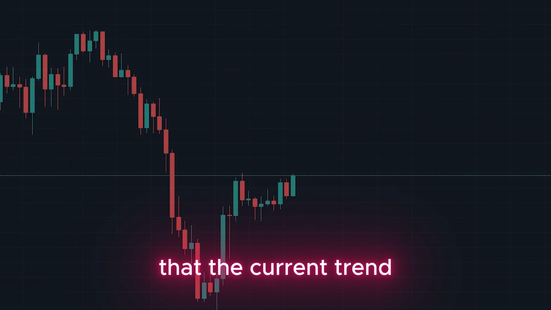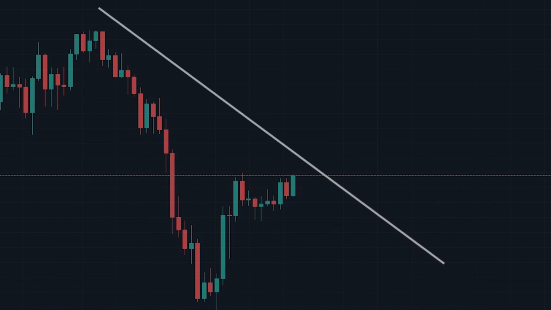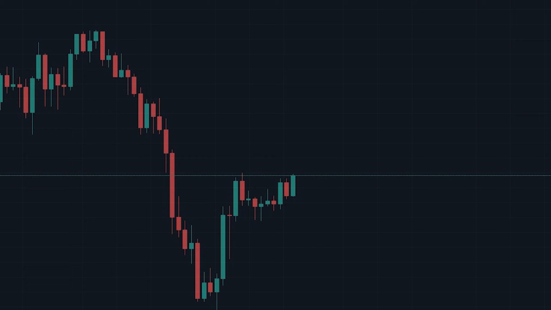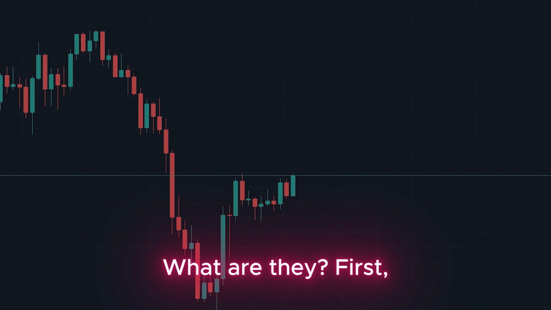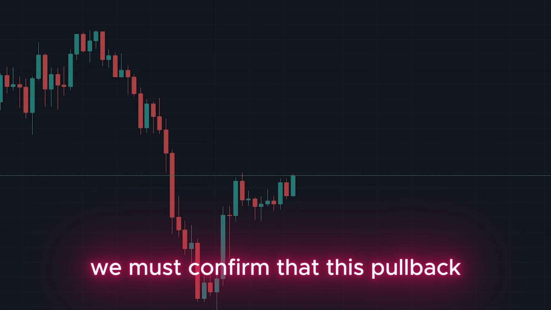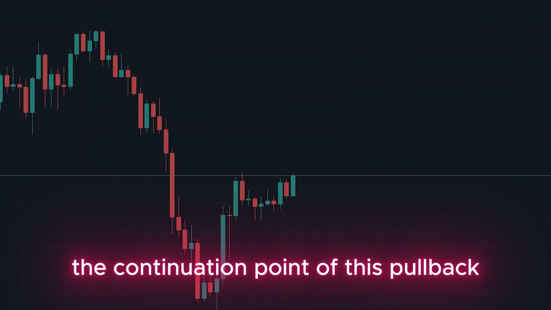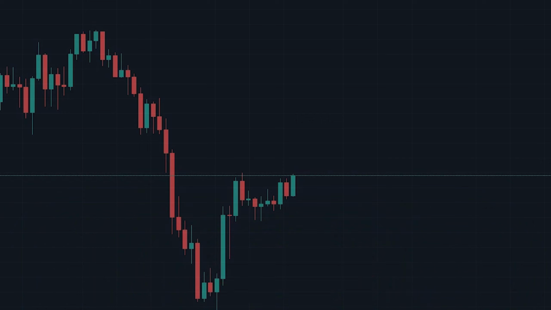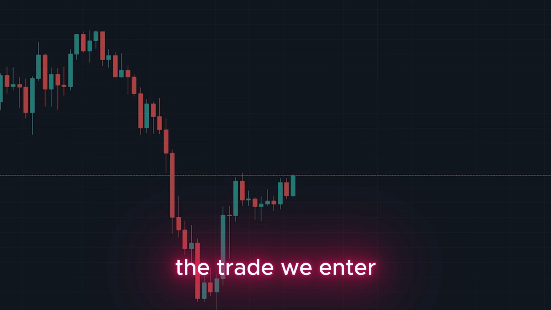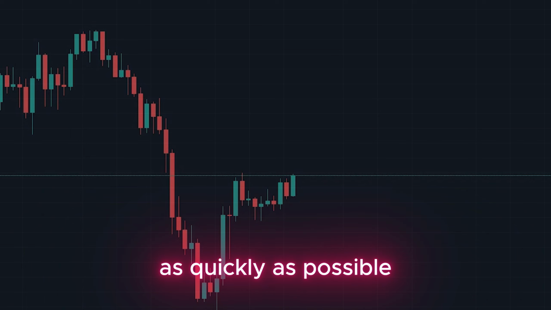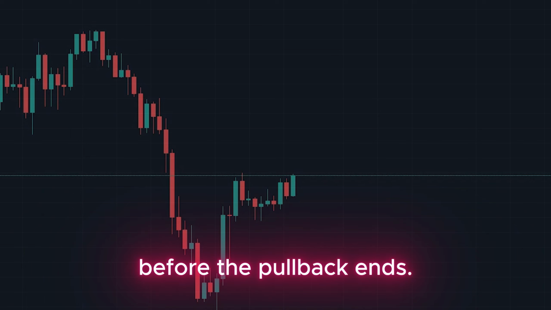We can easily see that the current trend is an uptrend. But this uptrend might just be a pullback within a stronger prior downtrend. Typically, we avoid trading pullbacks. However, there are exceptions where we can trade a pullback. What are they? First, we must confirm that this pullback is sufficiently extended. Second, we need to identify the continuation point of this pullback to enter the trade. And third, the trade we enter must achieve a favorable RR ratio as quickly as possible before the pullback ends.